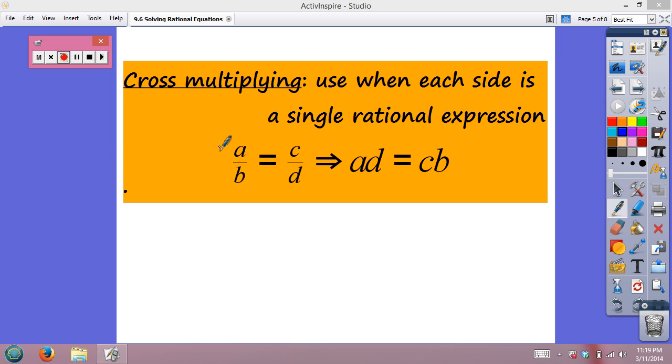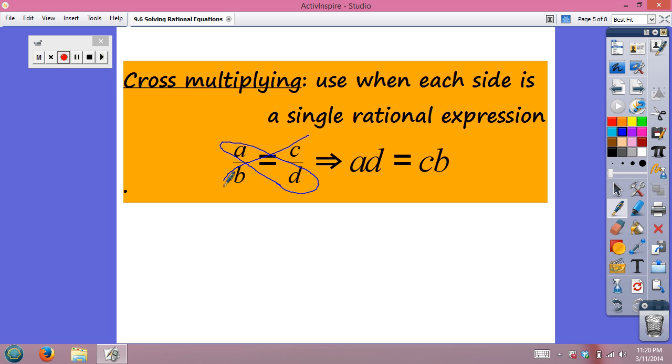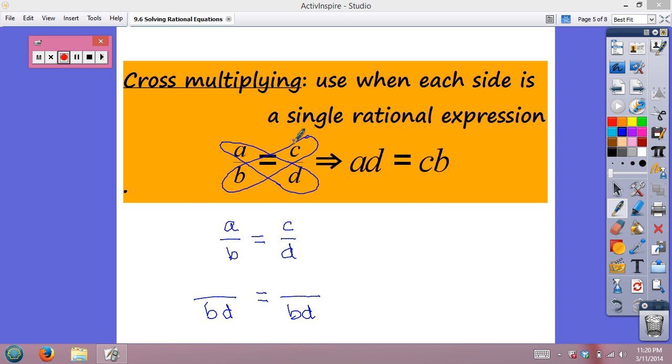The next term we're going to cover is called cross multiplying, and we use this when each side is a single rational expression. So if we have a fraction equal to a fraction, we can actually just cross multiply these, so we get rid of our fractions and we just get AD equals CB. If that's hard for you to understand, you can stay on this slide while I explain it. If not, you can go ahead and move to the next slide.